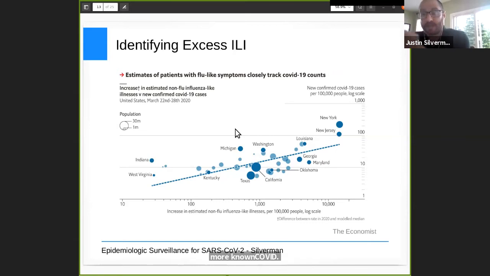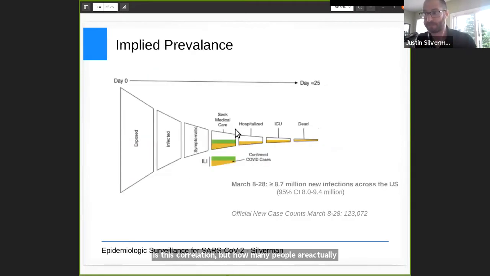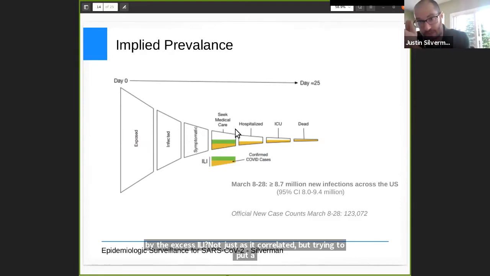This is just one week. What ended up happening is the signal got stronger and stronger and stronger as time went on. What was remarkable is what happens when we say, okay, so there's this correlation, but how many people are actually implied by the excess ILI? Not just is it correlated, but trying to put a number on that. And so to do that, I want to explain how we did that.